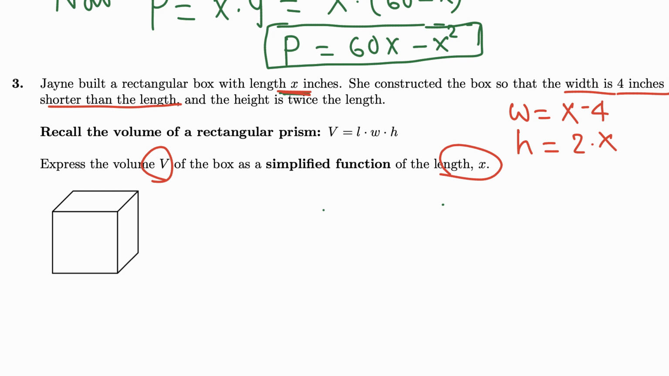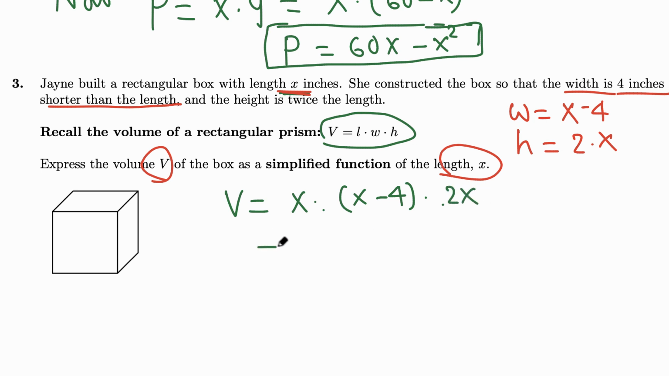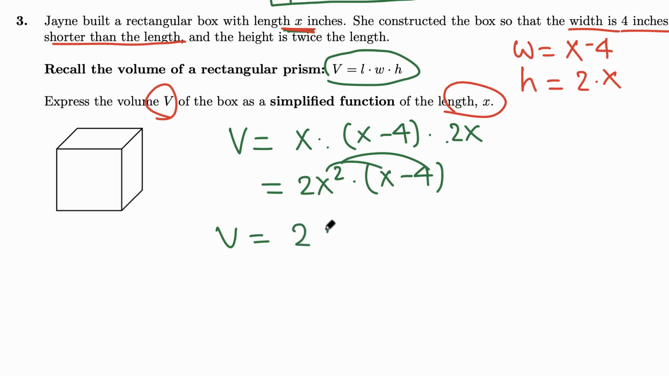Okay. So the formula is given. The volume is given in this way. So we start from there. V equals length, which is x, times width, which is x minus 4, times height. Height is 2x. Now we can multiply. Look at this outside, 2x and x. Let's multiply that. 2x times x, 2x squared times x minus 4. Now we need to distribute. So V is 2x squared times x, 2x cubed, minus 2x squared times 4, 8x squared.